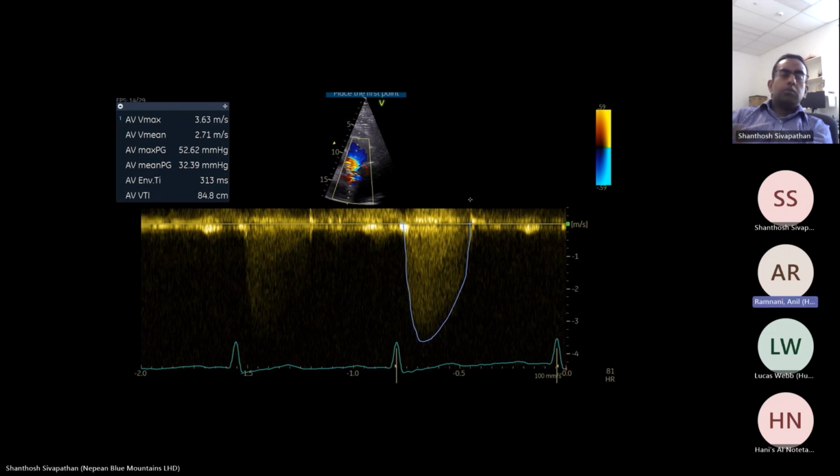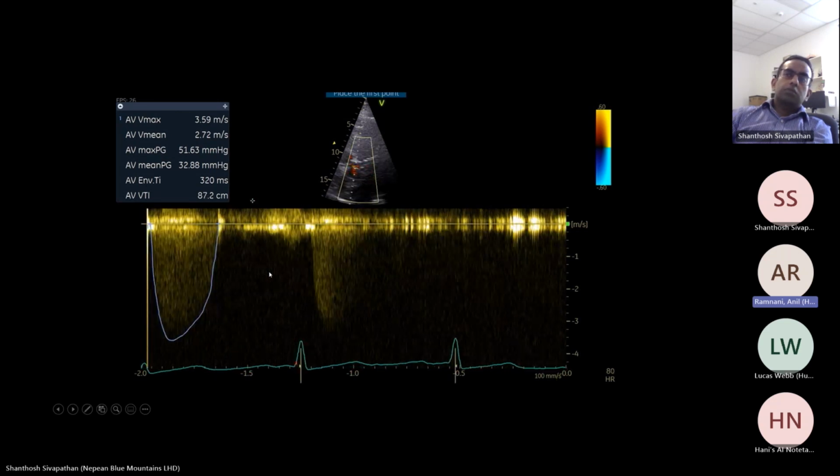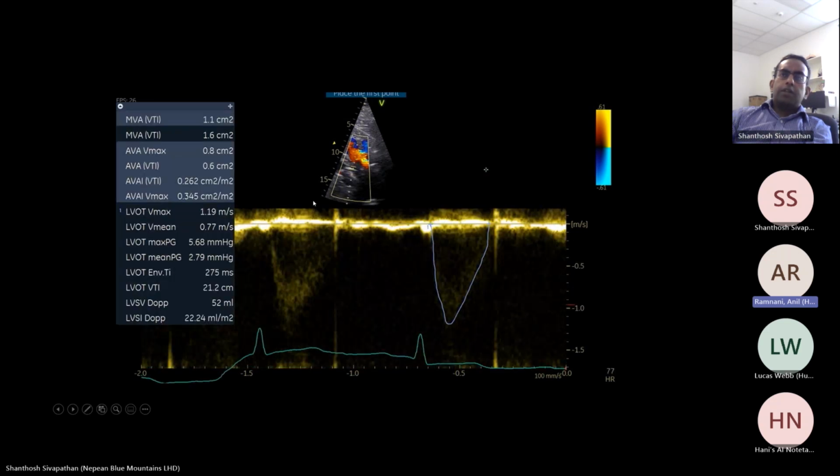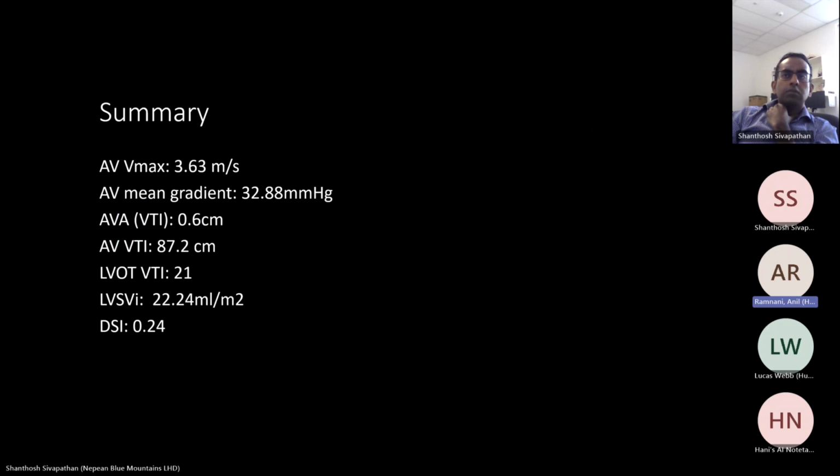In terms of flows, the AV-VTI is 84. Obviously, going back to the LVOT-VTI, I can't remember that now. We'll have to do the dimensionless index. Yeah. 21. So yeah, that one is falling into the severe category. 21 divided by 84 will be just about severe, 0.25. Aortic valve area by Vmax is 0.8, again in the severe category. But overall LVOT-VTI is normal, 21.2. So probably severe. So this is what you had. Yeah. If this is all I had, then severe.